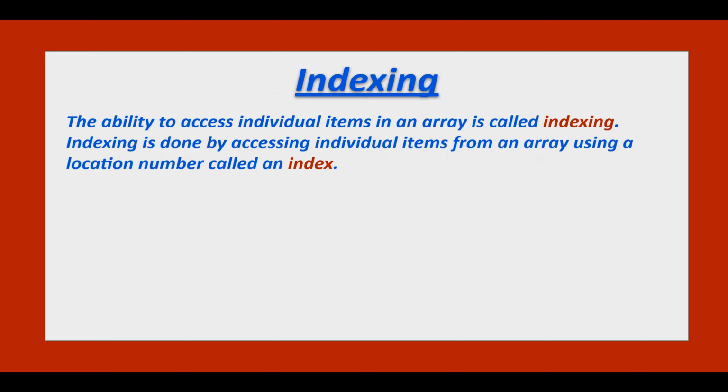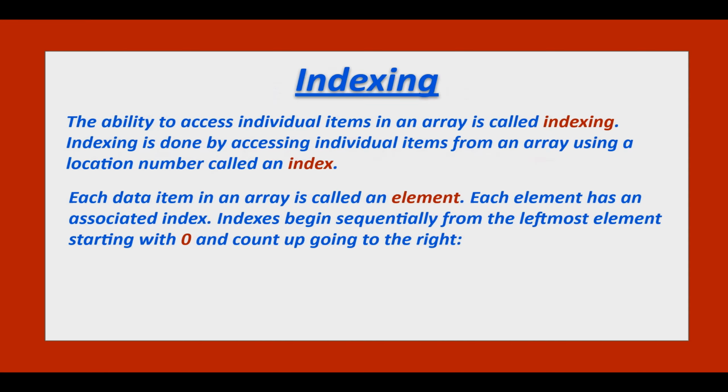You can think of an index kind of like an address, because it is how you numerically address items in an array. Like the first item, the second item, the third item, you can get to them via a number called an index. Now, vocabulary-wise, each item in an array is called an element. Each element has an associated index. So the elements are the individual data items, and each one of those has an index. Each one has a location number.